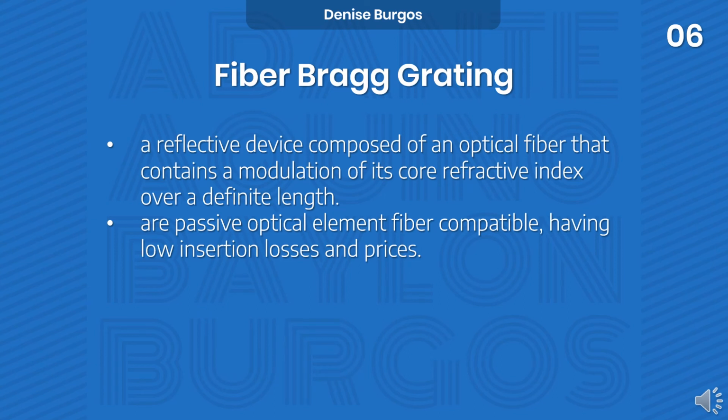Fiber Bragg grating. It is a reflective device composed of an optical fiber that contains a modulation of its core refractive index over a definite length. They are passive optical elements, fiber compatible, having low insertion losses and prices.